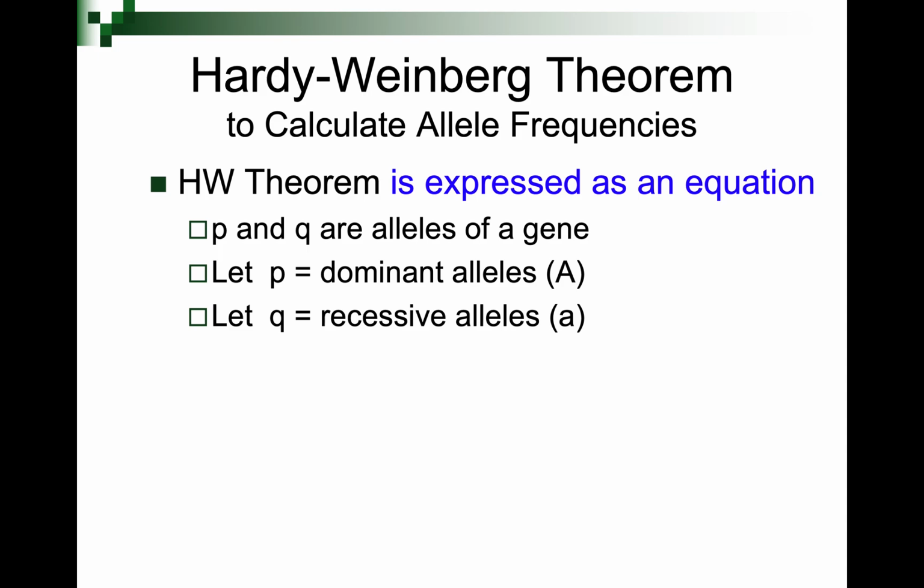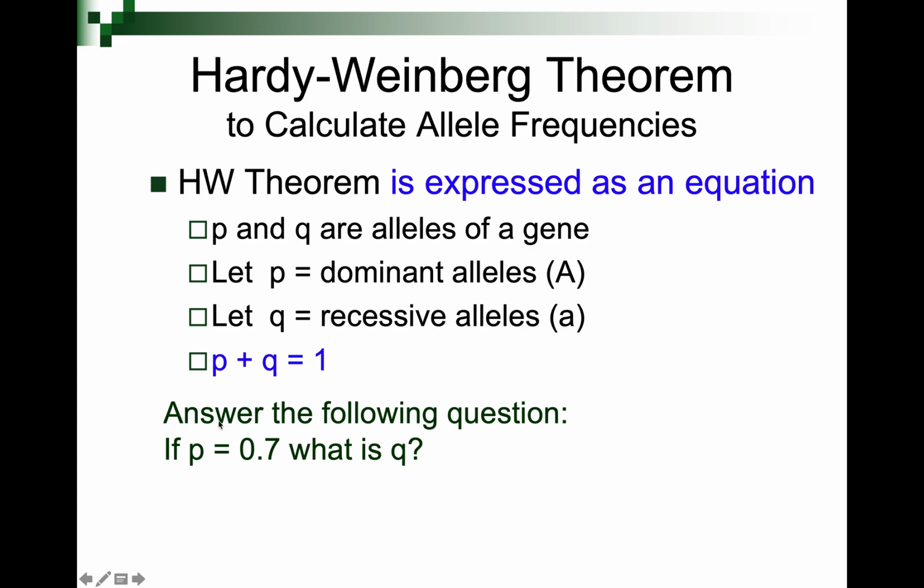So the Hardy-Weinberg theorem can really help us figure out, using an equation, what the allele frequencies are. We're going to call these allele frequencies P and Q of a gene. We're going to let P be the dominant allele, big A, and Q be the recessive allele, like a lowercase letter. So P plus Q should equal 1, if you think about it. The percentage of P plus the percentage of Q should always add up to 1.